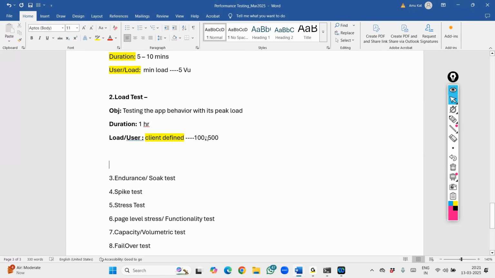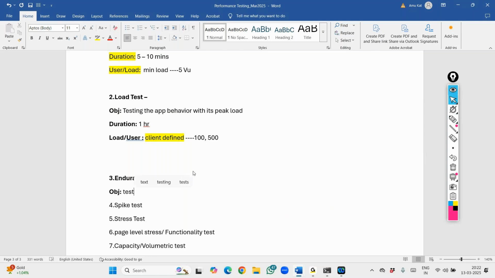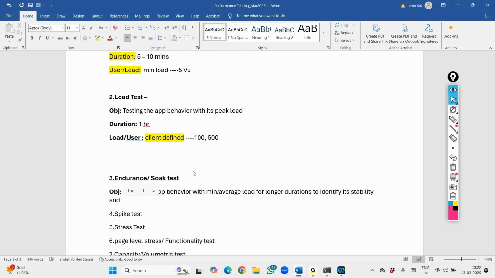And the third test, endurance. So the main objective of endurance is testing the application behavior with minimal or average load for longer durations to identify its stability and memory leaks. Endurance is also known as soak test.